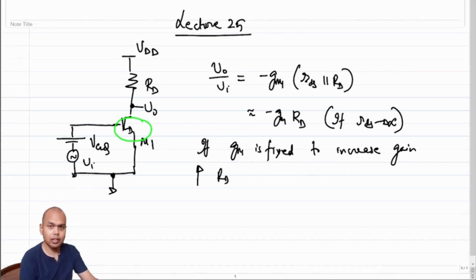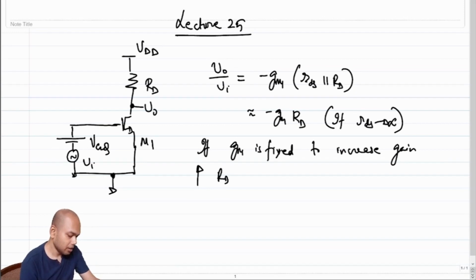But do you think we can do it indefinitely? For example, let's say I have a gain of 10, I want a gain of 20, I doubled RD. Then I want a gain of 40, I doubled it further. I want a gain of 80, I doubled it further, and I kept on going. If I keep on increasing RD, do you think this architecture will work, or is there something that can be problematic? Clearly, there will be something that will break, and I'm sure you have already identified it. What will break? The biasing condition of the transistor M1 will be a problem.